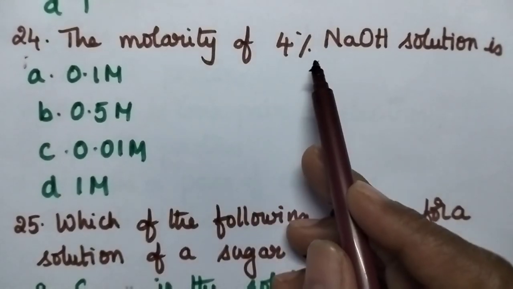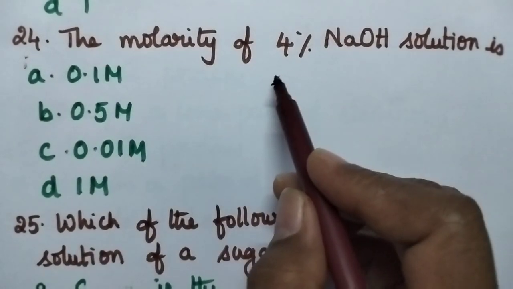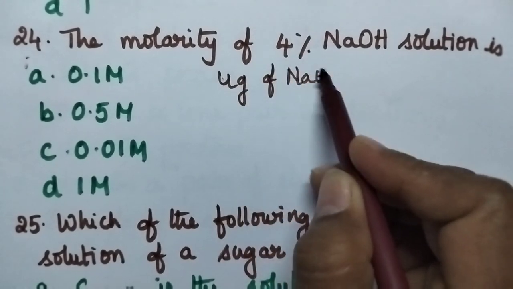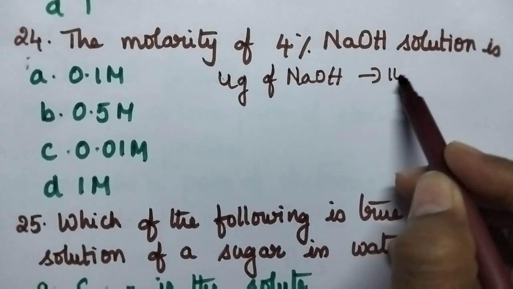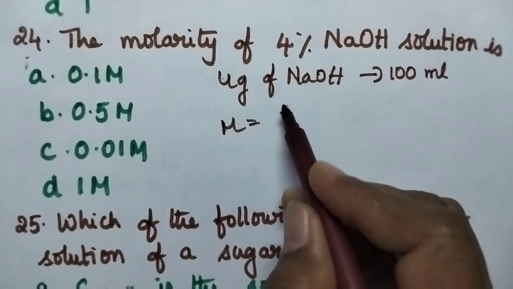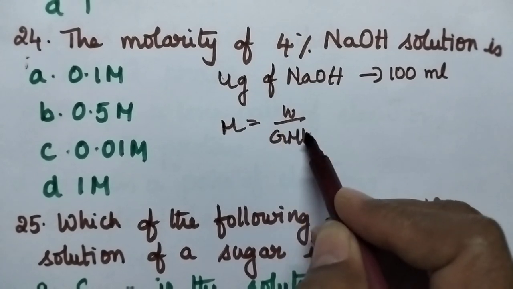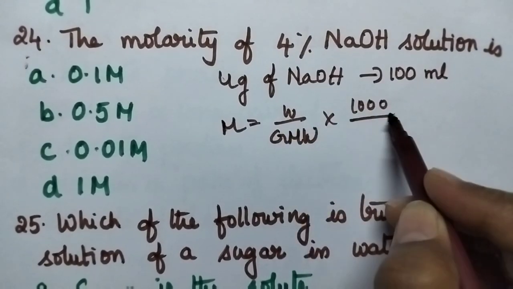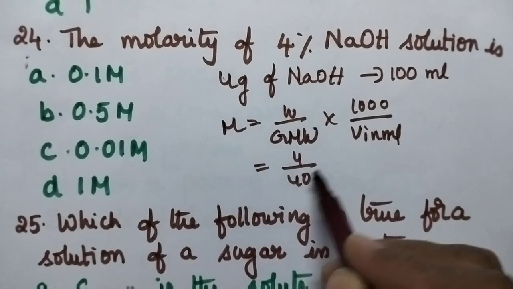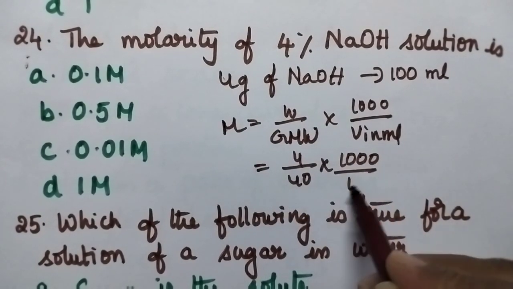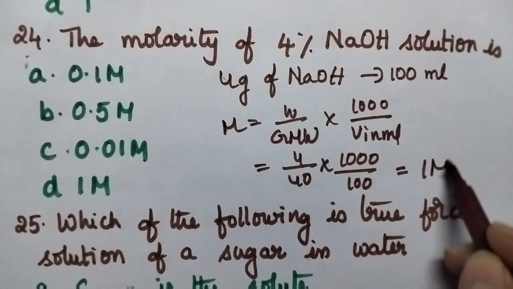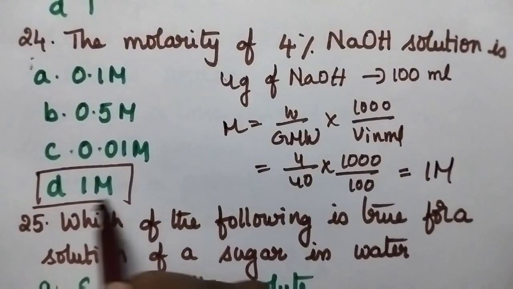The molarity of 4% NaOH solution is. 4% means 4 gram of NaOH is dissolved in 100 ml of the solution. Hence, molarity is equal to weight by gram molecular weight into 1000 by V in ml. So, that is equal to 4 by 40 into 1000 divided by 100. Hence, that is equal to 1 molar. So, option D is the right answer.